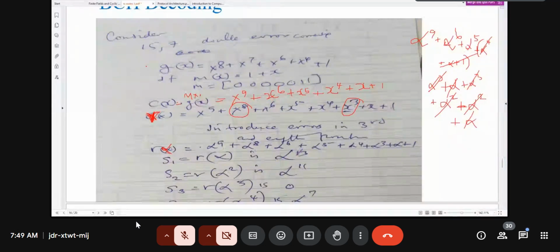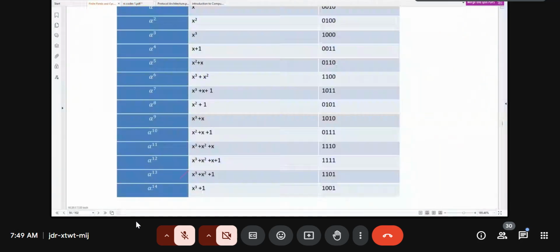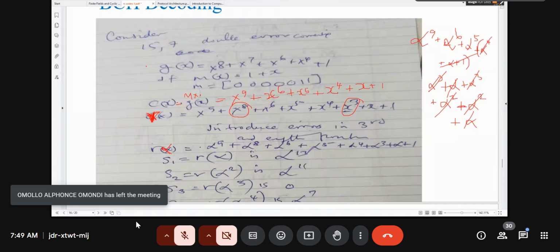You're not seeing alpha to the 13 here, but what it's going to produce is this alpha to the 13. It means it's going to come to alpha to the power of 3 plus alpha to the power of 2 plus 1. I hope I'm not losing anybody. So that's what it's going to work to, which is alpha to the power of 13.